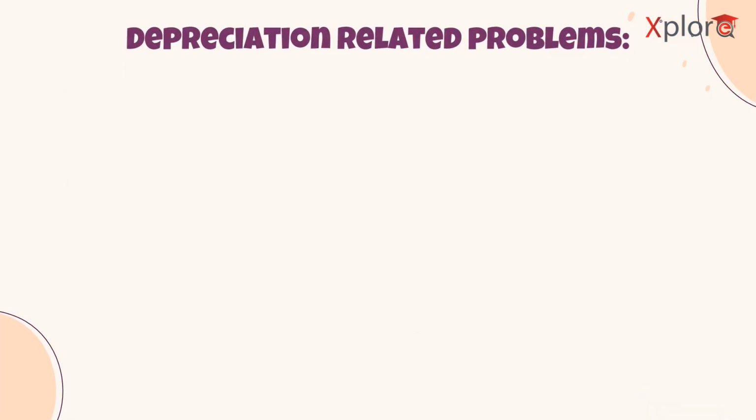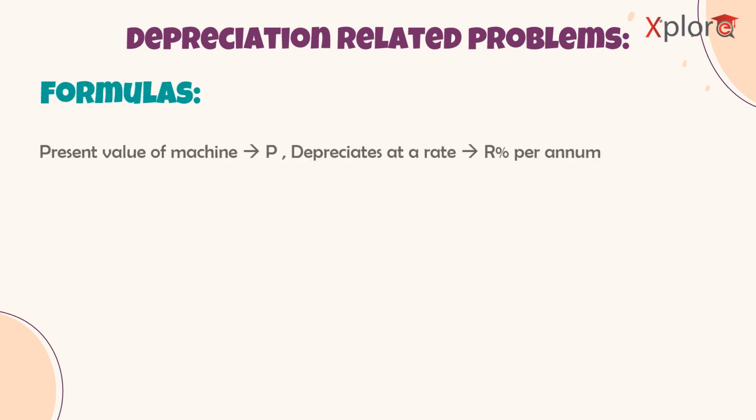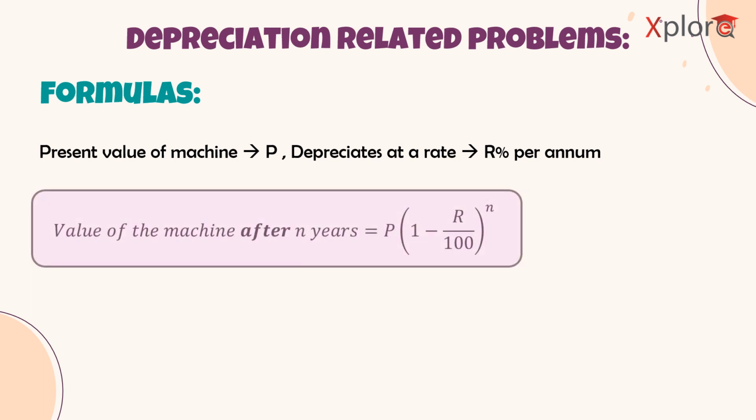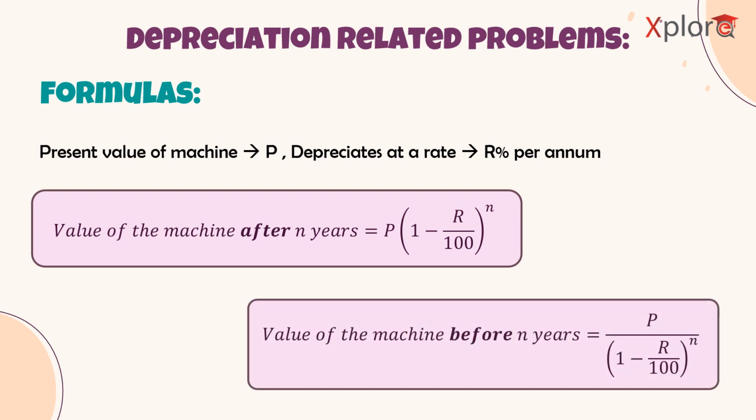How to deal with depreciation related problems. So we have some formula here. Let's consider the present value of some machine. It can be any item, machine or anything, as P, and it depreciates at a rate of R% per annum. Then the value of the machine after n years will be P into (1 minus R by 100) whole power n. Next, the value of the machine before n years will be P by (1 minus R by 100) whole power n.